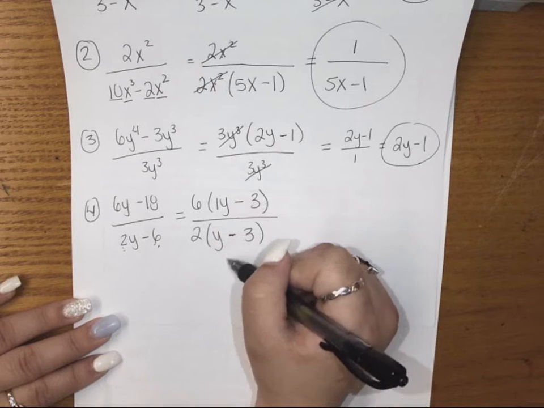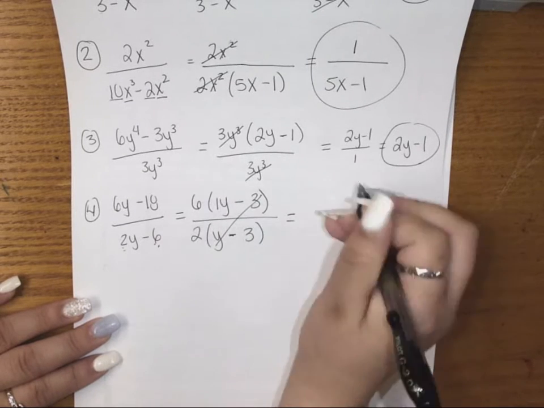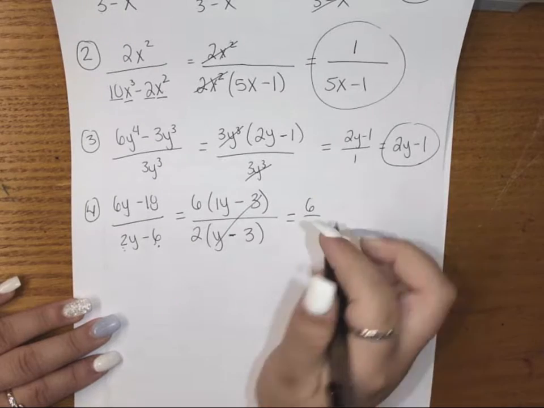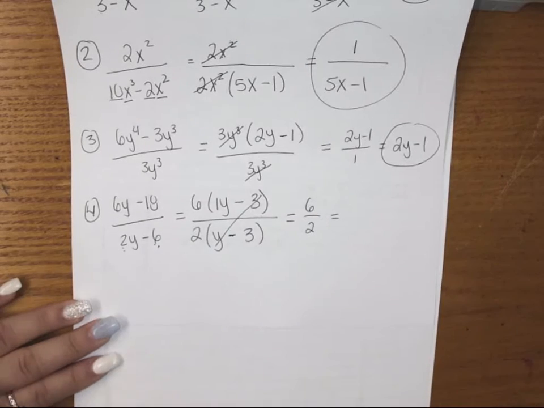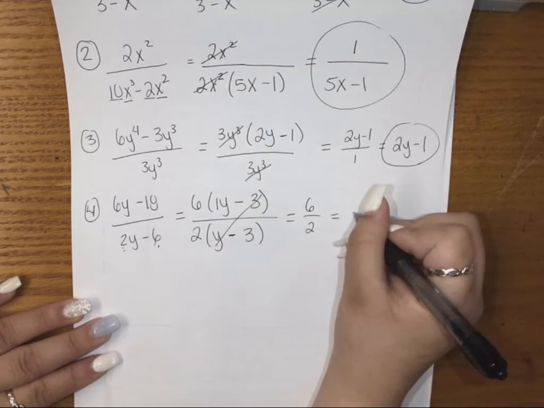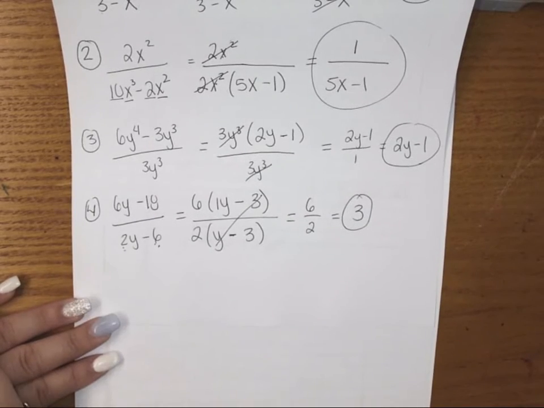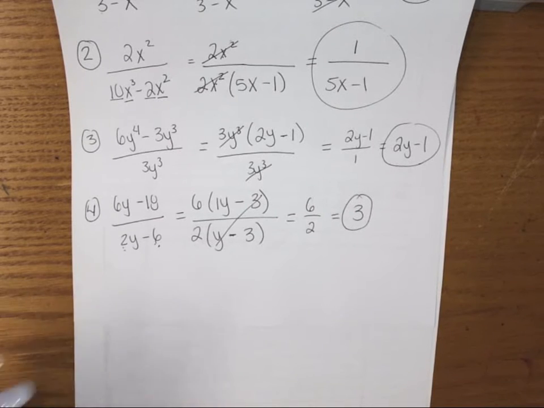So we have y minus 3 on top and bottom, so they cancel each other out. We're left with 6 on top and 2 on the bottom. If your fraction continues to simplify, keep simplifying. 6 over 2 simplifies to 3. So this rational expression simply simplifies to just 3.